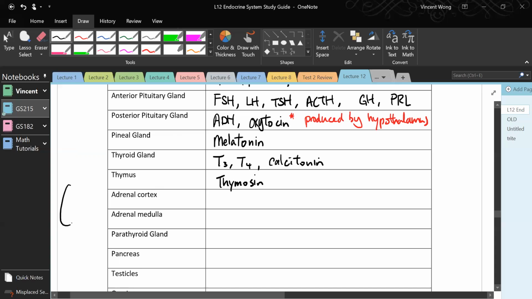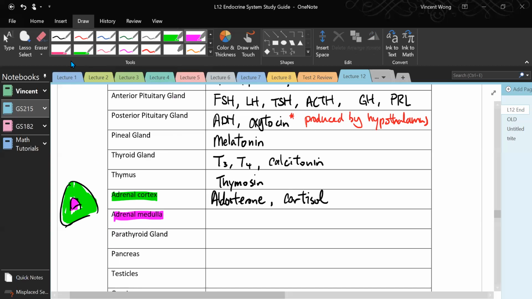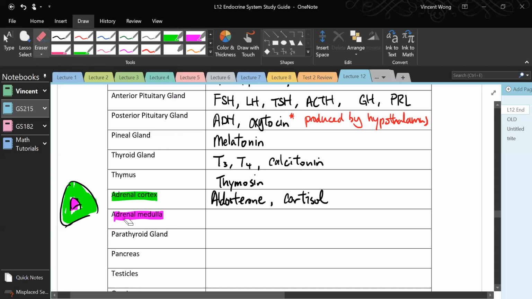Adrenal cortex, remember this guy? The cortex is the outside. It's going to secrete things like aldosterone for sodium balance and cortisol for general glucose resource availability. Adrenal cortex is the outside. Adrenal medulla is the inside. Adrenal medulla, epinephrine, and the cousin, norepinephrine.